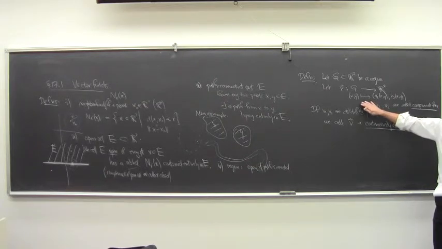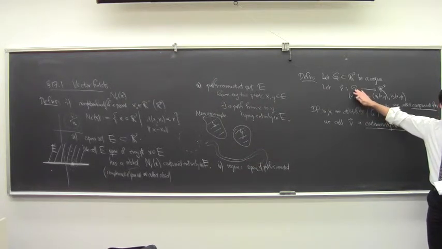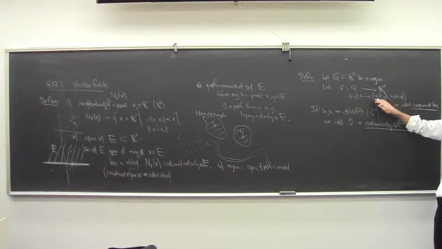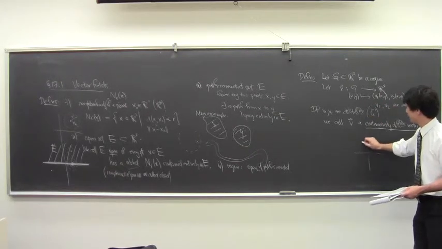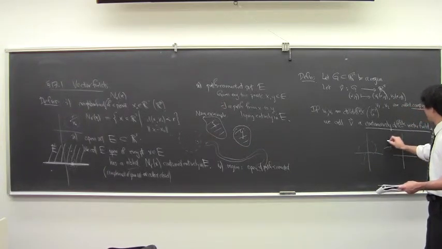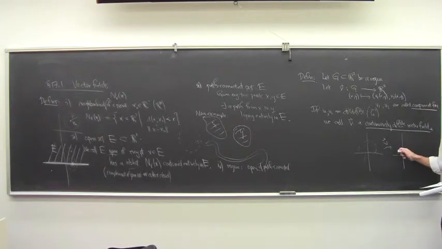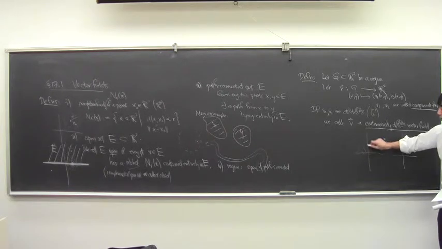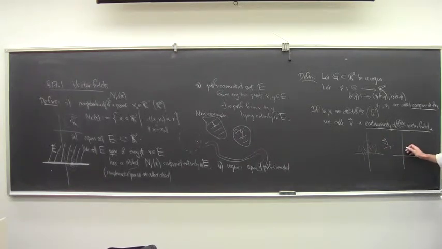So a vector field is just something that goes from a region into R2, right? You have some region, and you have a map V from there into R2. So to every point in here, it associates some vector. That's called a vector field. Every point gets associated some vector, a map from R2 to R2.